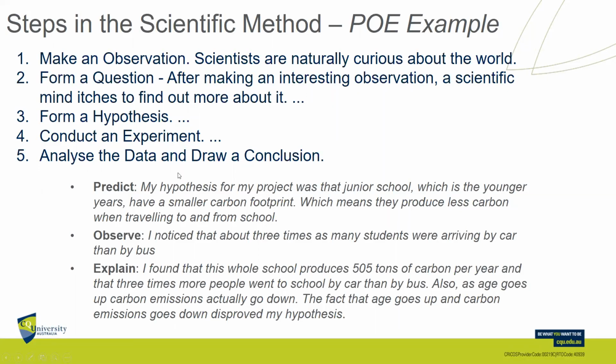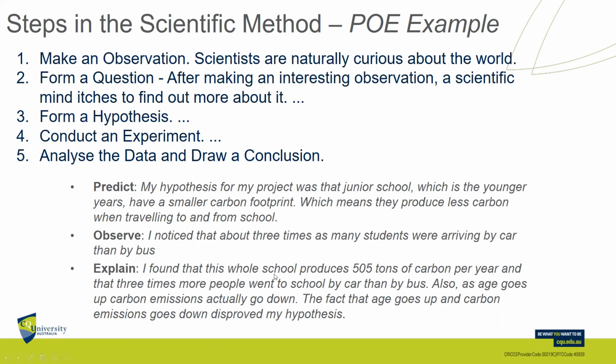Okay, here's a little example. My hypothesis for a project was that junior school, which is the younger years, have a smaller carbon footprint, which means they produce less carbon when travelling to and from school. Interesting hypothesis. Again, from a young kid in a particular school. He observed through his process of investigation that about 3 times as many students were arriving by car than by bus, from the younger age groups in junior school.